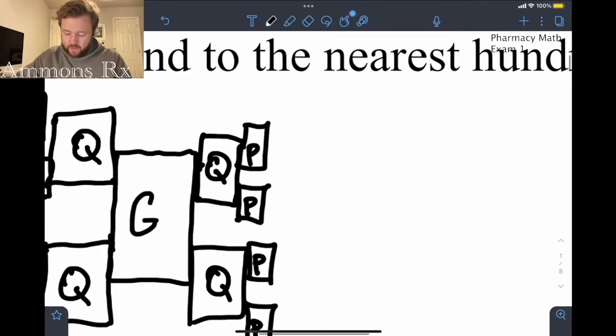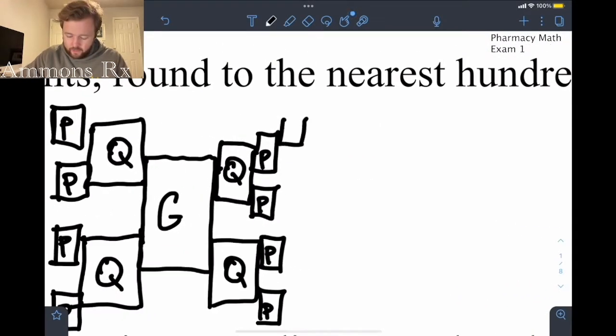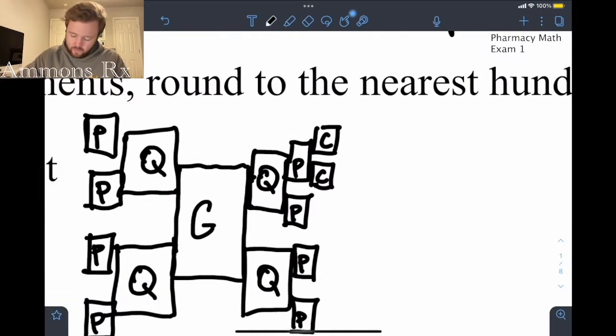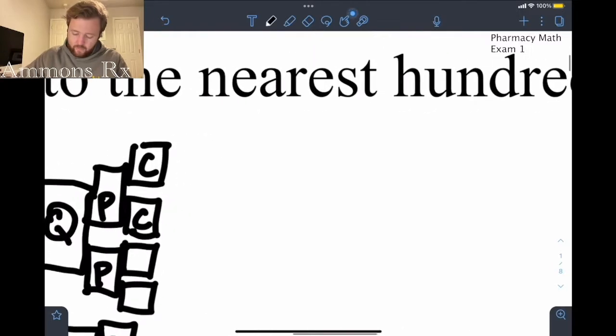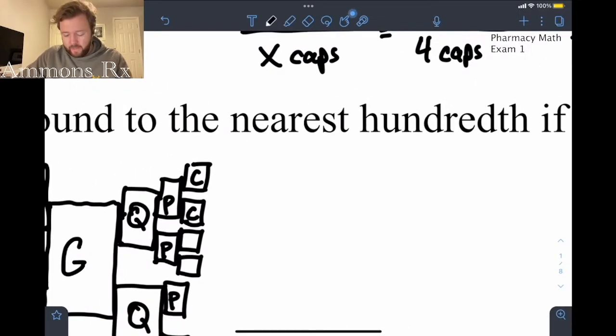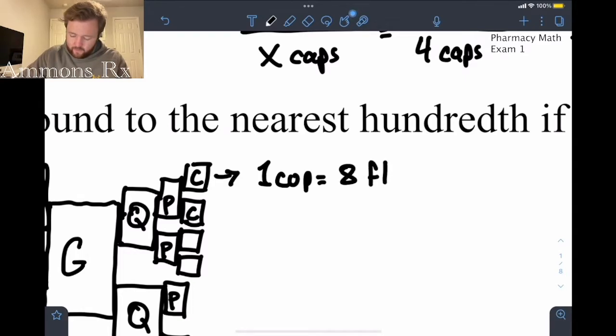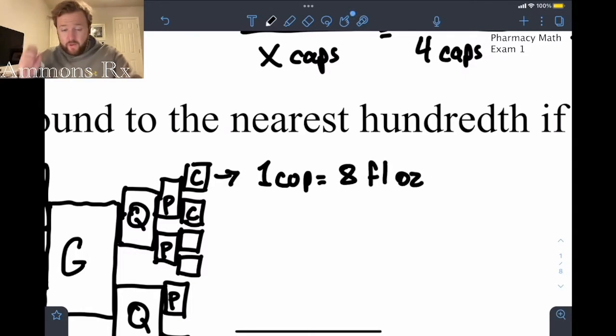And then from here, I'm not going to draw every single one, but from here, there are cups. Okay. So 2 cups in a pint. And if you remember, how many mils are in a cup? So there you have to infer that a cup is equal to 8 fluid ounces. Okay, so that's where you have to put that together.